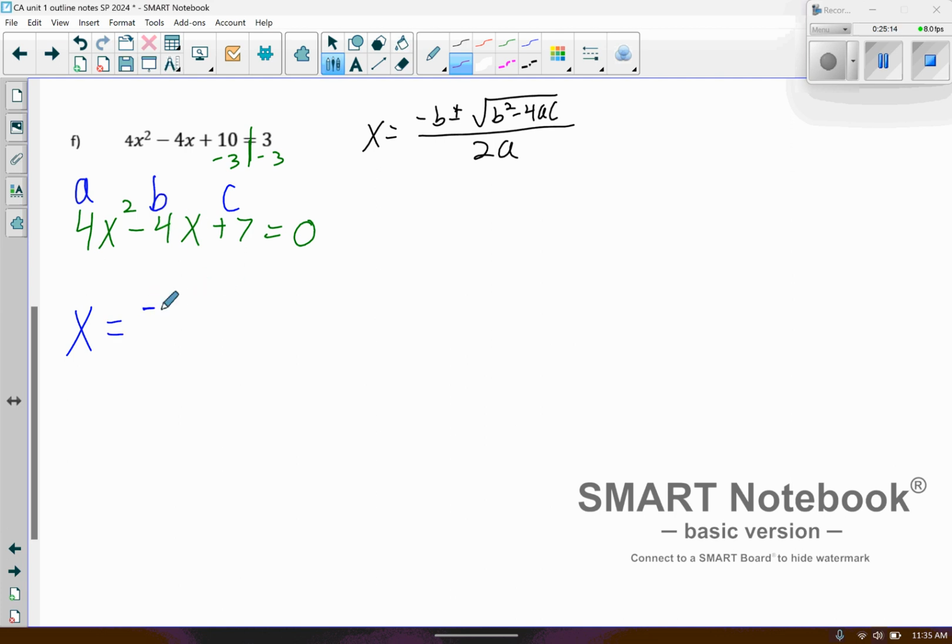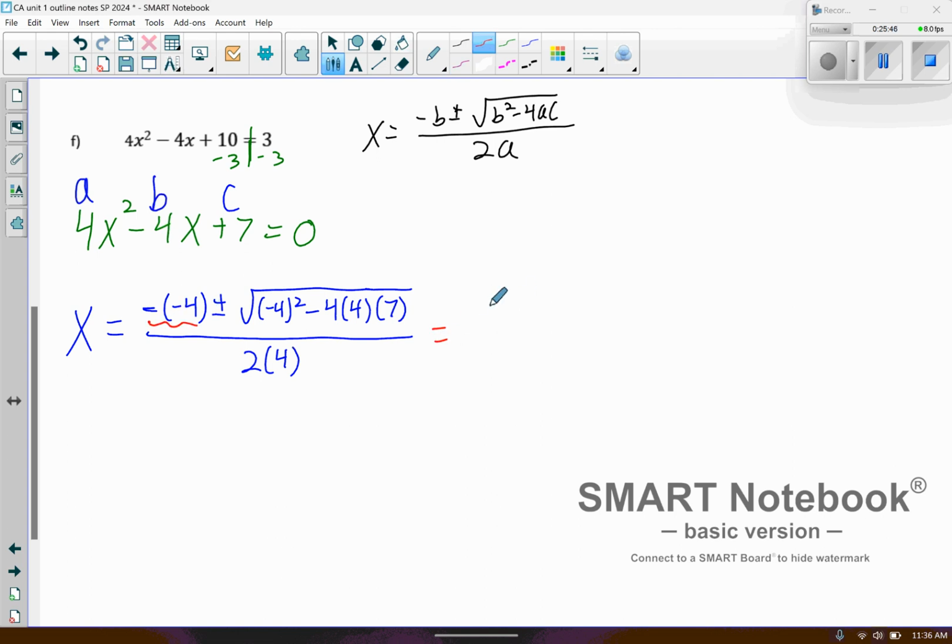And let's start plugging stuff in. So x equals, let's see, I'm going to have negative 4 plus or minus the square root of b squared. So it's going to be negative 4 squared minus 4 times my a value, and then times my c value, and then all divided by 2 times my a value. And so now it's just time to clean this up and just be careful with your algebra.